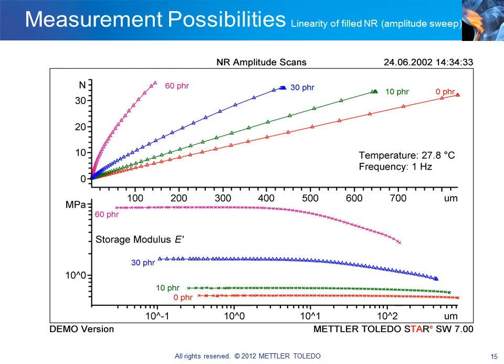Whenever possible, measurements should be performed within the linear range. Otherwise, the modulus determined depends on the experimental conditions. As this example shows, the modulus of filled polymers increases with increasing filler content, but decreases with increasing displacement amplitude.